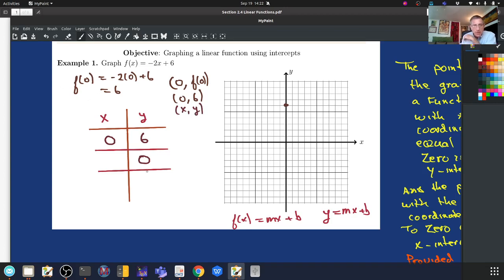So now what I want to do, I have to plug in y. So my f of x itself is 0, which is the same thing as saying y is equal to 0, and I solve for x. Minus 2x plus 6. I take the 6 over, and it becomes minus 6. And then I divide both sides by minus 2. And I get 3 is equal to x.